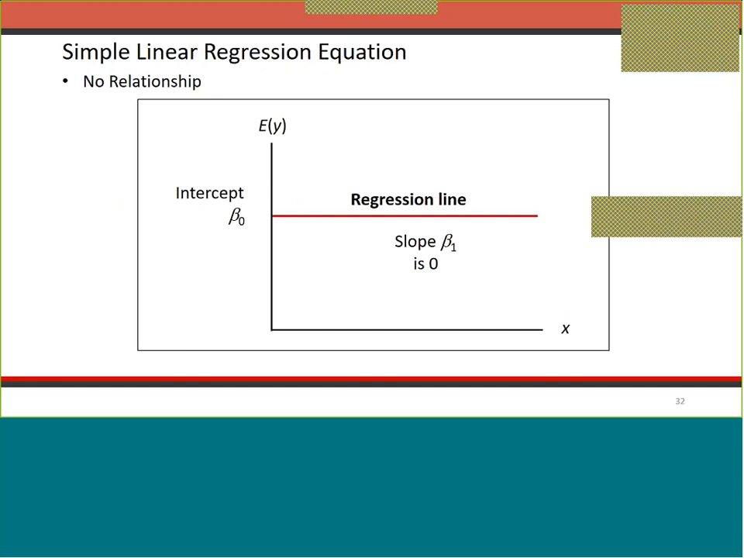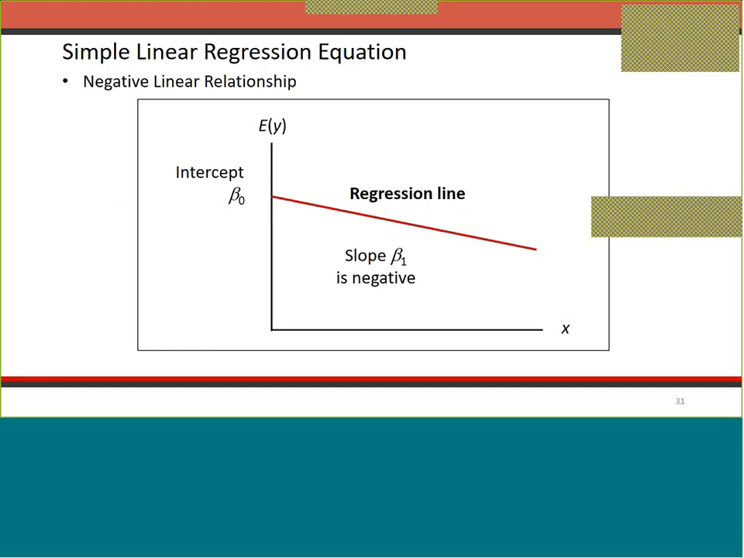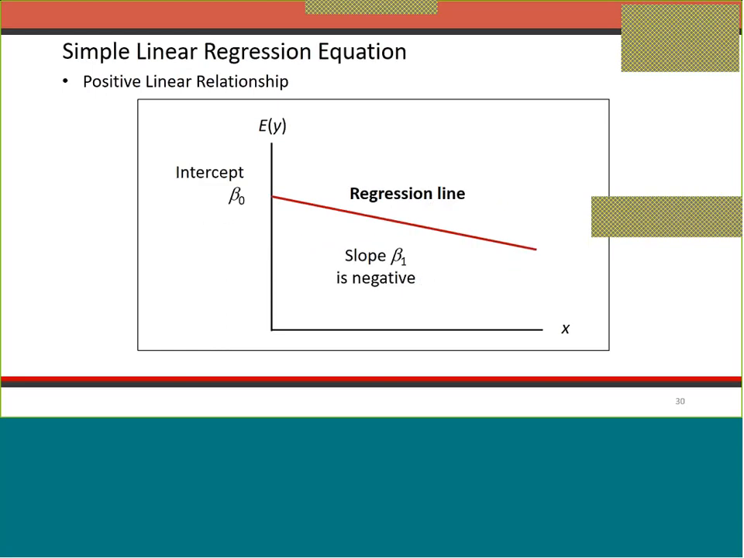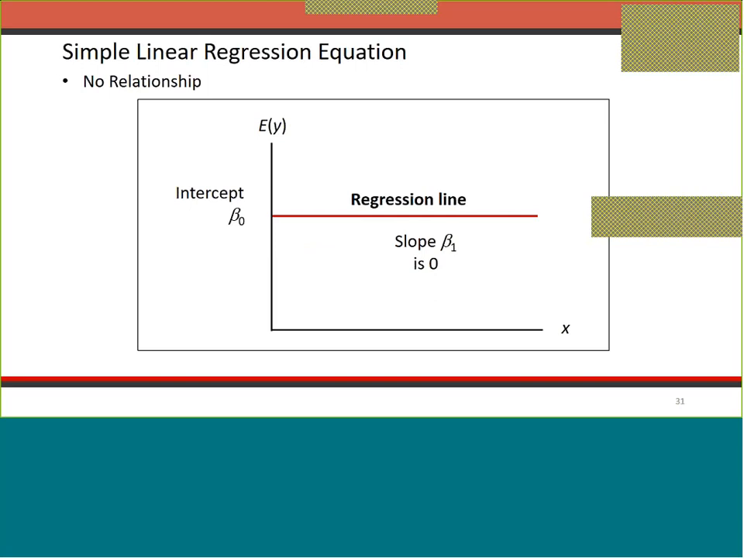So this shows that there is no relation between x and y. This is a negative relationship and this is a positive relationship. If it is a positive relationship, it will be like this. A negative relationship will be like this. No relationship will be like this.